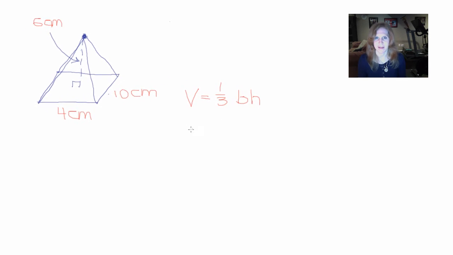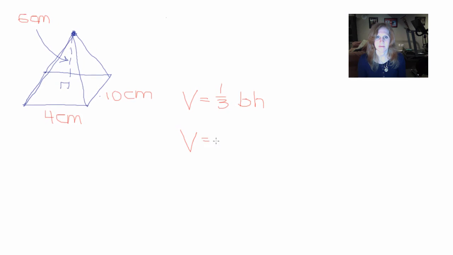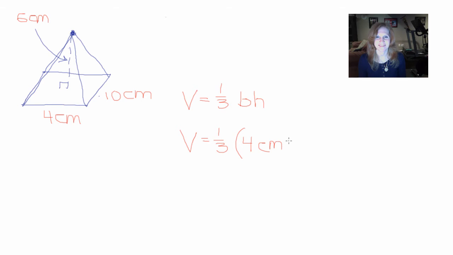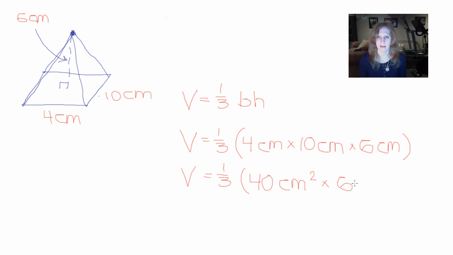Volume equals 1/3 the base times the height. So volume equals 1/3. We're going to find the base first. The length is 4 centimeters, and the width is 10 centimeters, and our height is 6 centimeters. So we're going to do the base first. 4 times 10 is 40 square centimeters times my height. And I could do those all at once, but I am separating out the steps because I want you to see exactly what's happening every time I write a new number down.